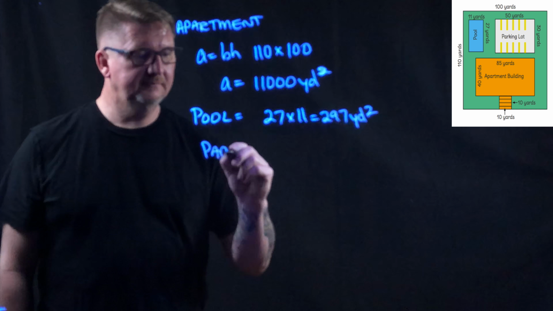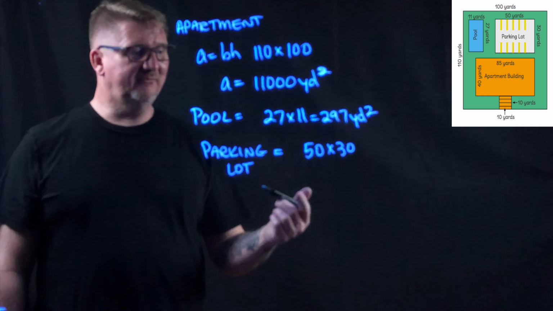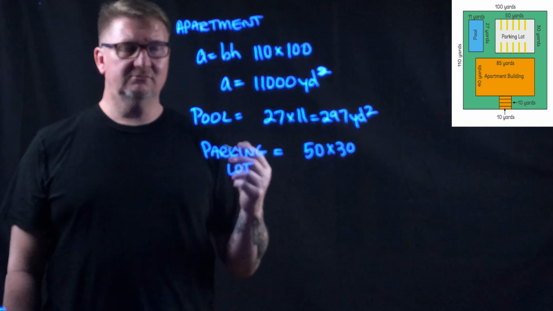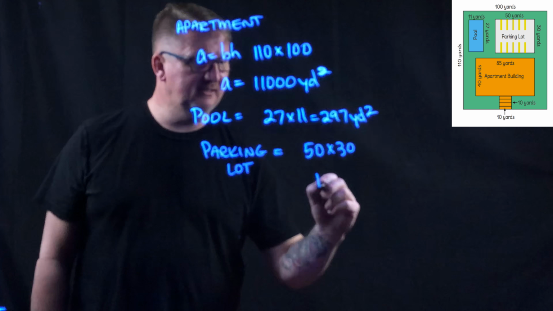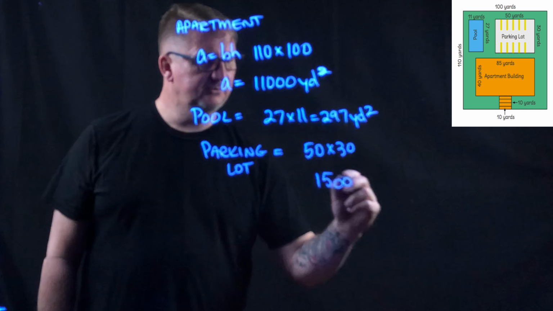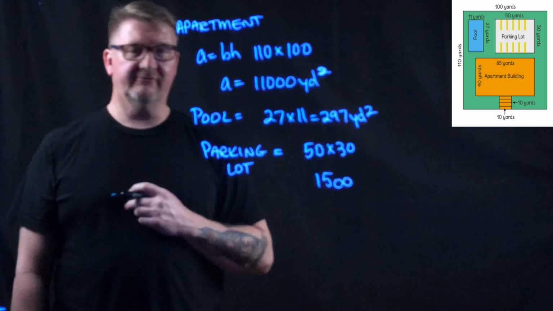Multiplying by powers of 10, except this one has a 5 and a 3 in the front. I know my answer is going to have 2 zeros added on to whatever 3 times 5 is. 3 times 5 is 15, and then 2 zeros. So 1,500 yards squared.